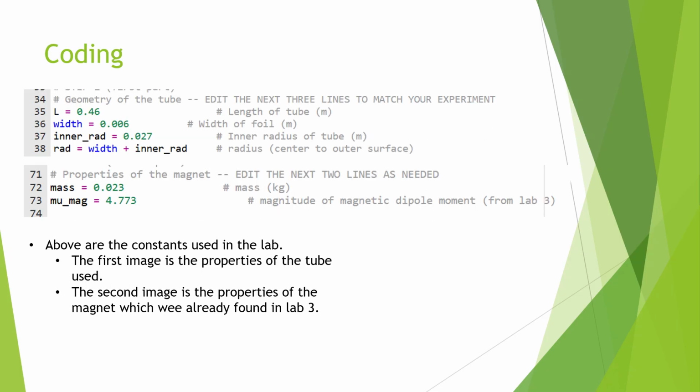Coding. Above are the constants used in the lab. The first image is the properties of the tube used, with the length of the tube, the width, and the radius of the tube, all in meters. The second image is the properties of the magnet, which we already found in Lab 3, which has the mass in kilograms and the magnitude of the magnetic dipole moment.